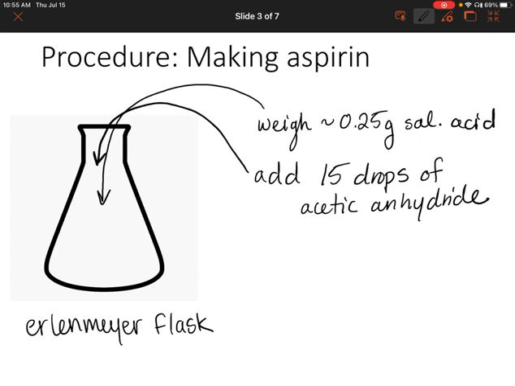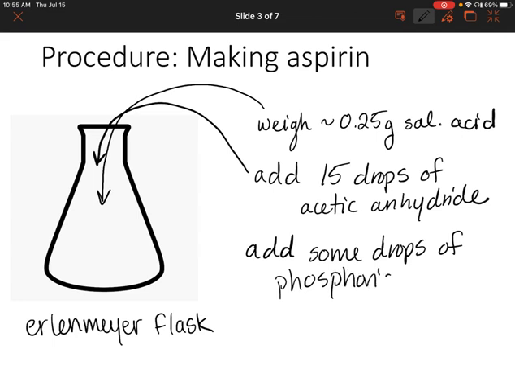And last but not least, we need to add an acid catalyst. So your procedure says to add 2 drops of concentrated sulfuric acid. In the lab video, you'll notice that we're using a different acid, phosphoric acid. And they'll do the same thing, but as long as it's a strong acid, that's the important part. So we'll add some drops of phosphoric acid as well.